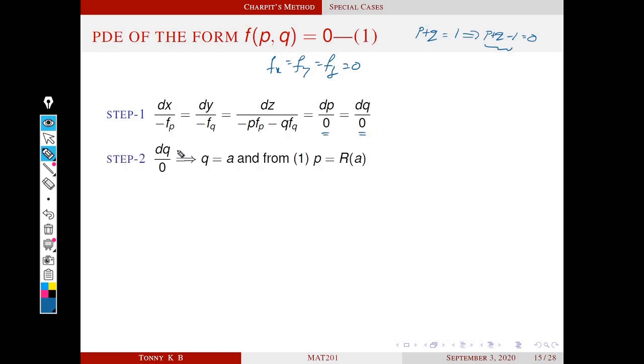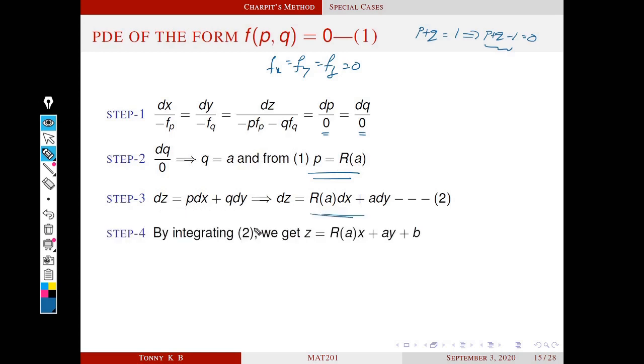Consider the last ratio. So dq by 0 implies q is a constant. Let it be a. Then we substitute this q equal to a in the given equation, equation number 1. Then we solve for p. Then we get p as a function of a, that is, p equal to some function of a, r of a. Now p and q are functions of a. Then we substitute p and q in our total derivative dz equal to p dx plus q dy. Then by integrating this second equation, we get our complete integral z.